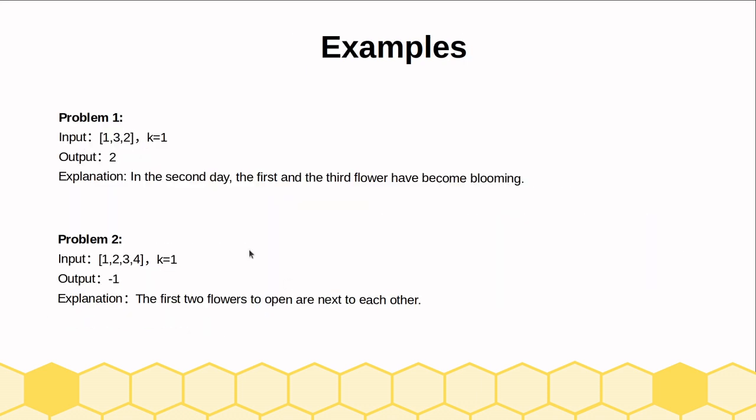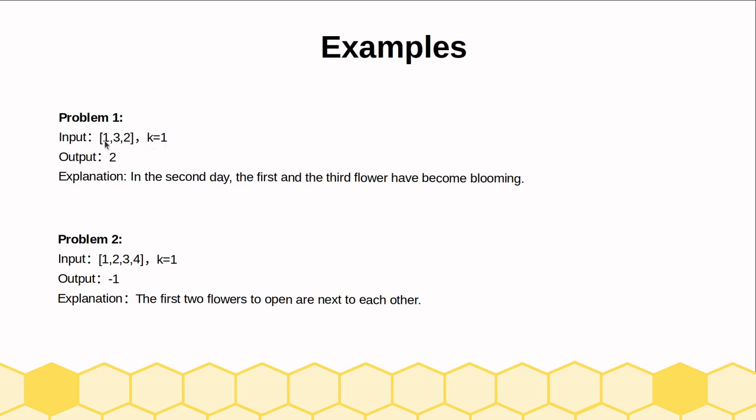Okay, so let's understand these examples. We have 1, 3, 2. There are three flowers, 1, 2, 3, and 1, 3, 2 are the slots on day 1, slots on day 3, slots on day 2. In other words, we can simply consider it as days. This is the first day, this is the third, this is the second day, and k is equal to 1 is given. So how can we get the output?